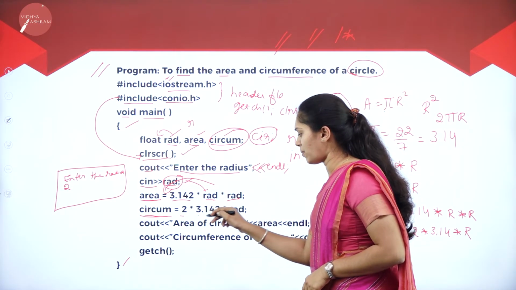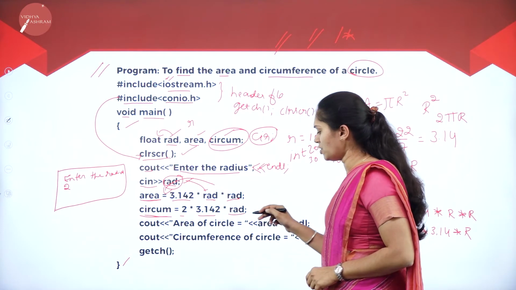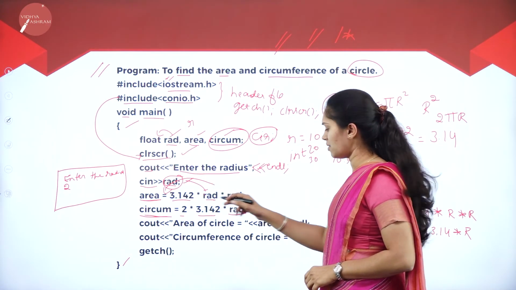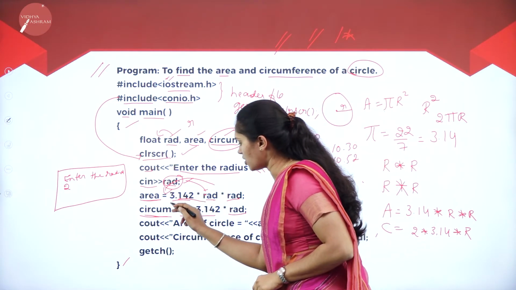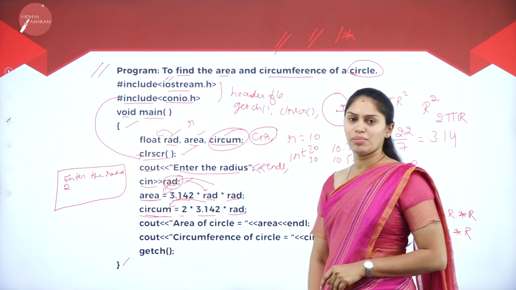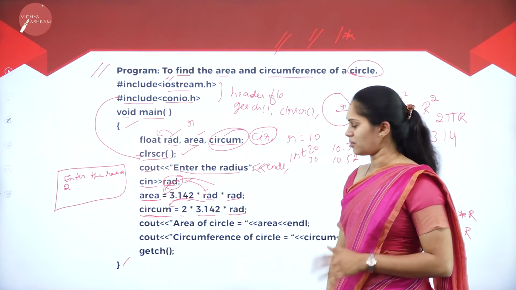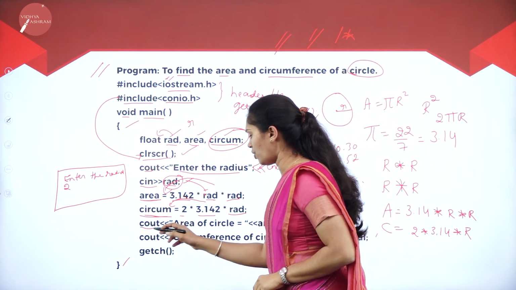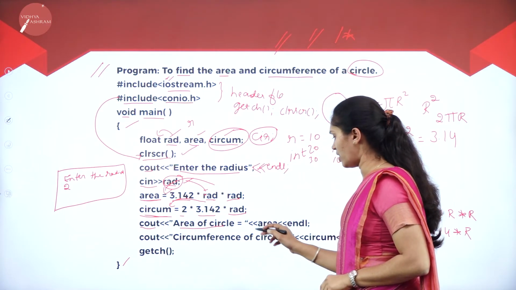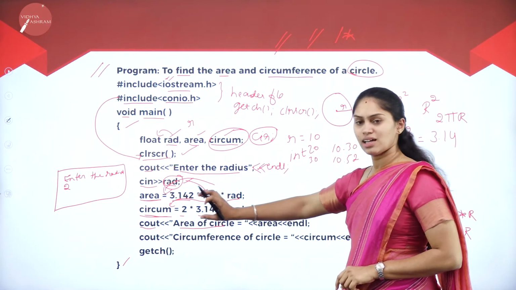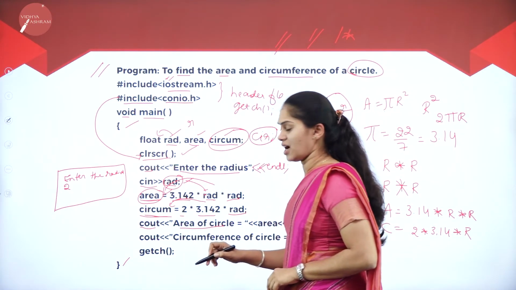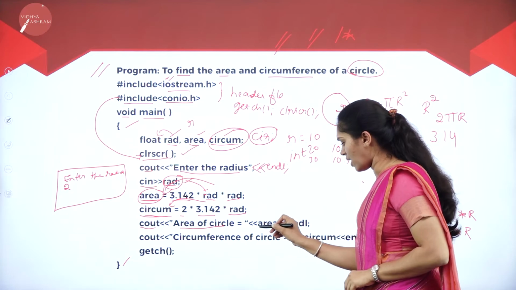2 into pi is 3.142 into the r value, whatever we give as input, that will be calculated, and all this calculation will be stored in a variable called circum. So now I have to display it. For that we have cout, area of a circle is equal to, where this area value has been stored in the variable called area.